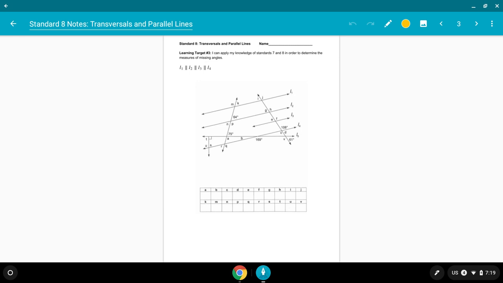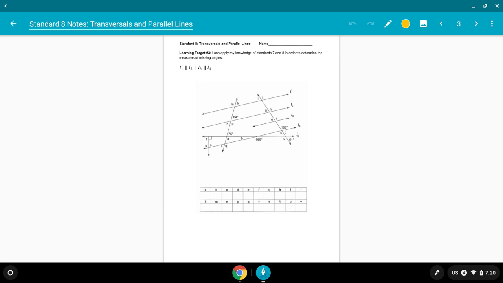All right, you guys, Standard 8, transversals and parallel lines, learning target number 3. I can apply my knowledge of Standard 7 and 8 in order to determine the measures of missing angles. Okay, this is called an angle chase, this huge picture here. And what we're going to do is find the value of every angle A through V that they tell us to, okay?